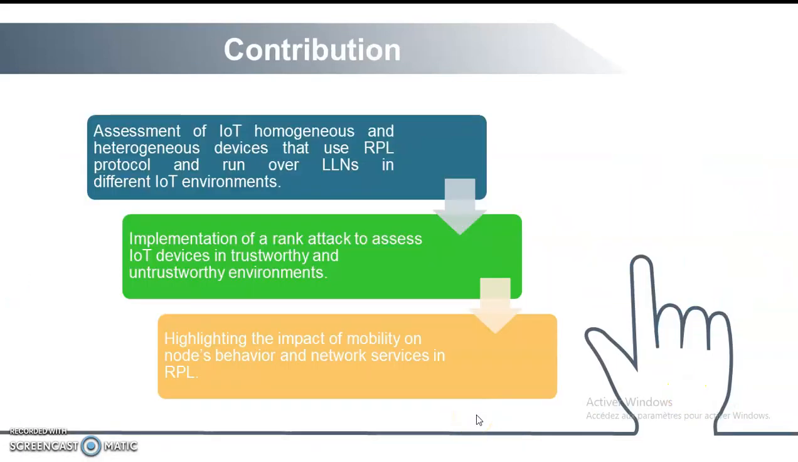To this end, we propose a generic assessment of IoT device behavior under different IoT environments. First, homogeneous and heterogeneous environments, where two types of devices are used, namely Sky mote and Z1 mote. Second, trustworthy and untrustworthy environments, where a rank attack was implemented in the core of the RPL. And finally, mobility, where a random waypoint model is adopted.